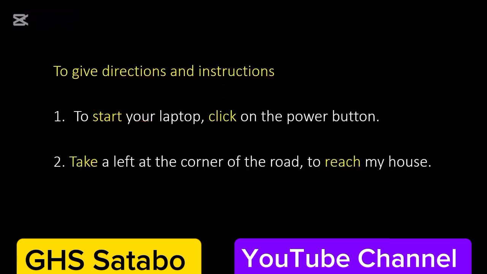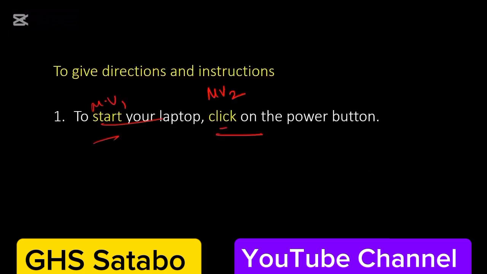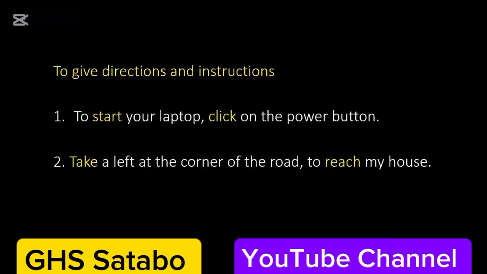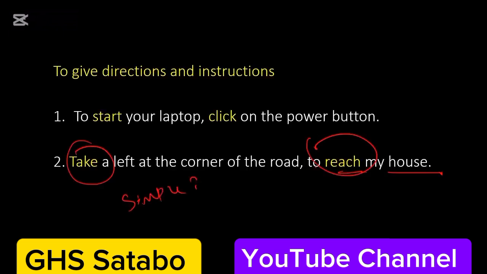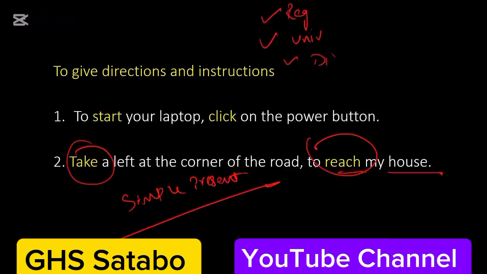Simple present tense, another example can be explained. Another example would be, take a left at the corner of the road to reach my house. So, take a left and reach my house are both simple present tense. And hence, from now onwards, whenever you are talking about directions and instructions, please use simple present tense. You use simple present tense to talk about your regular activities, to talk about universal facts and figures, to talk about directions, and to talk about permanent situations.